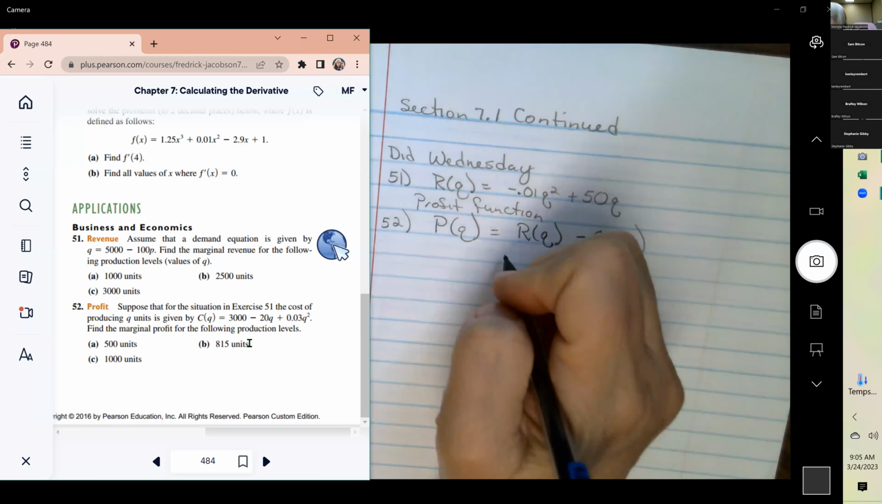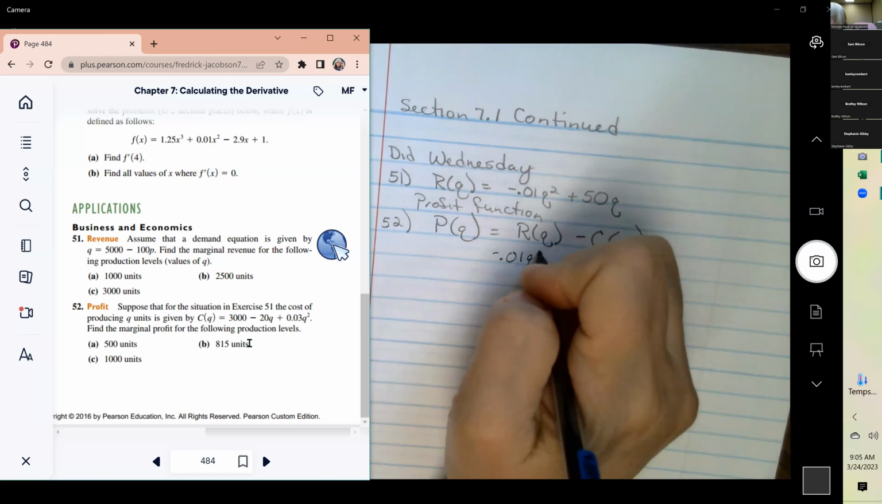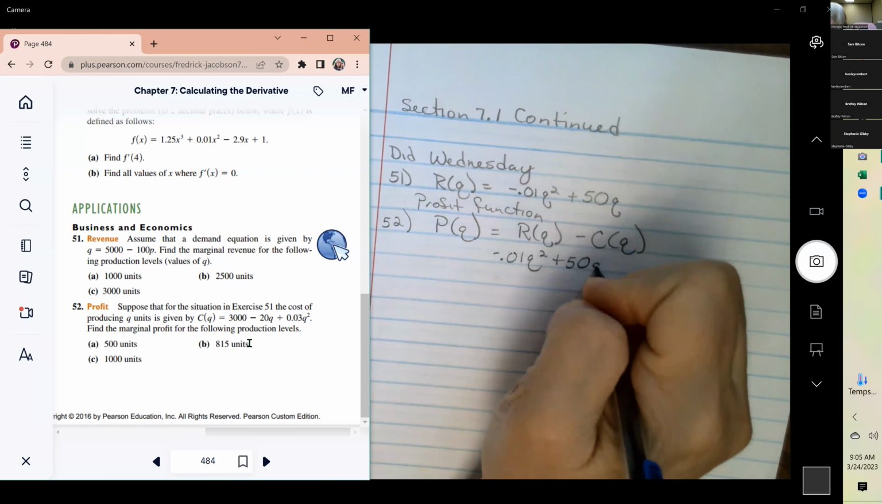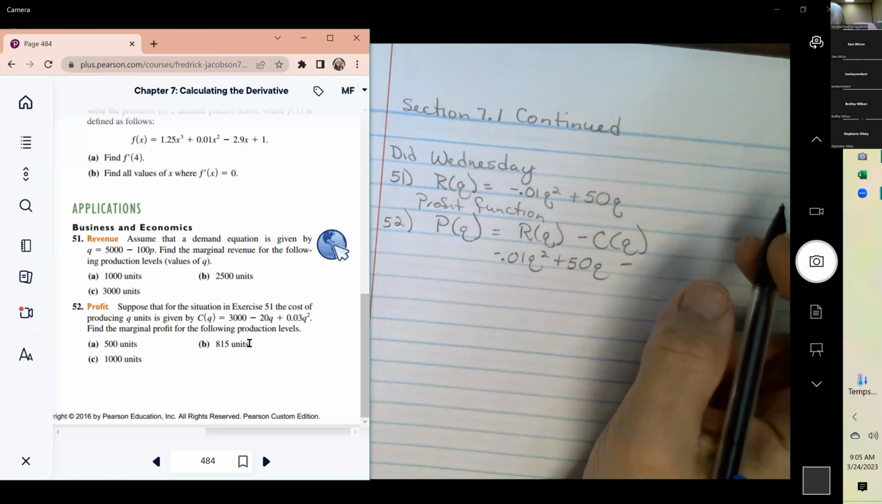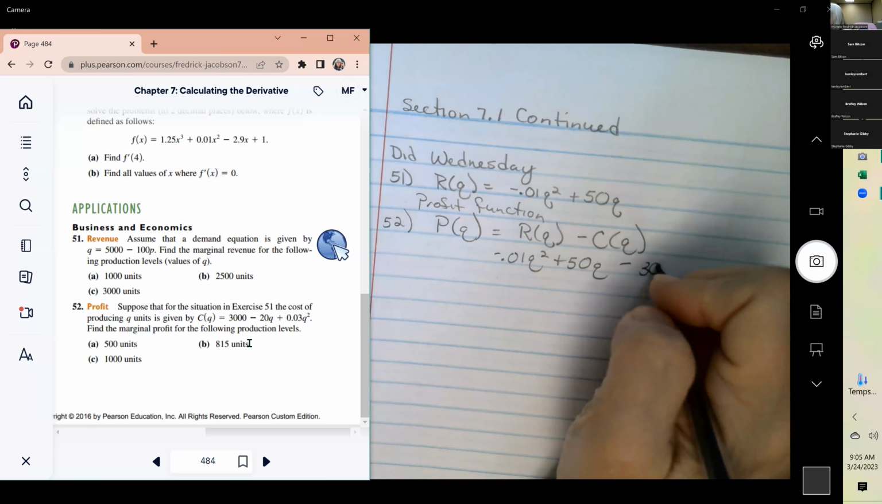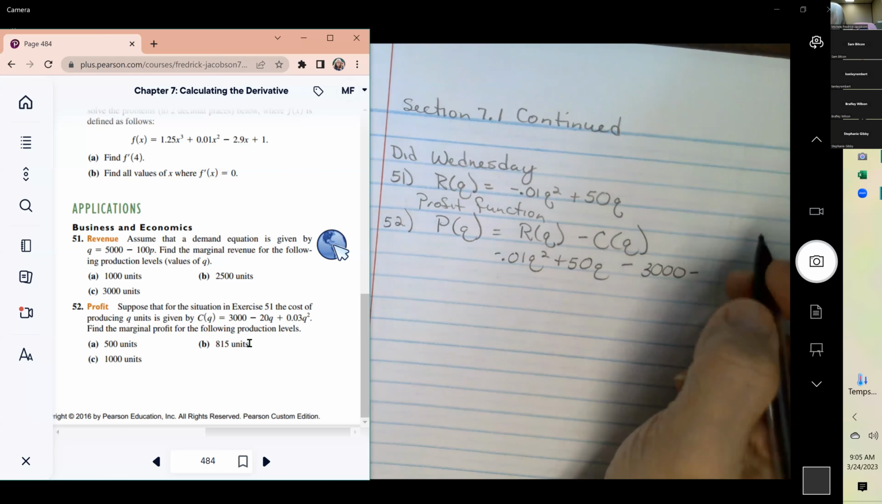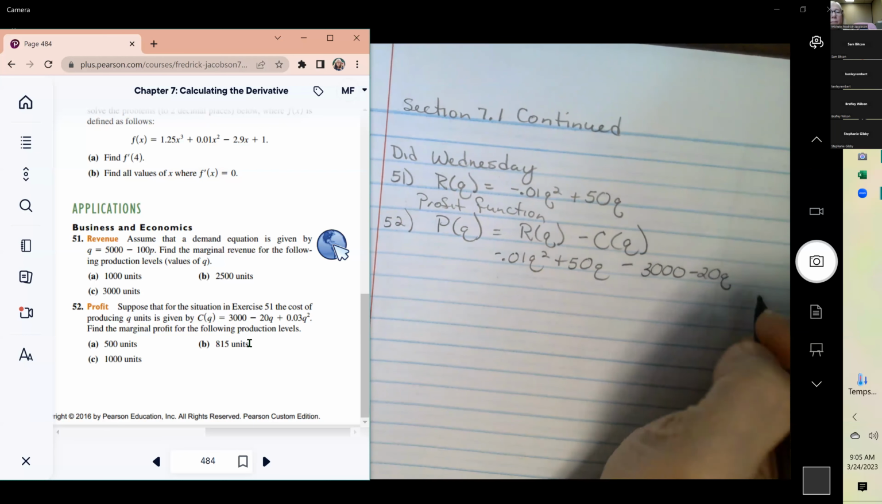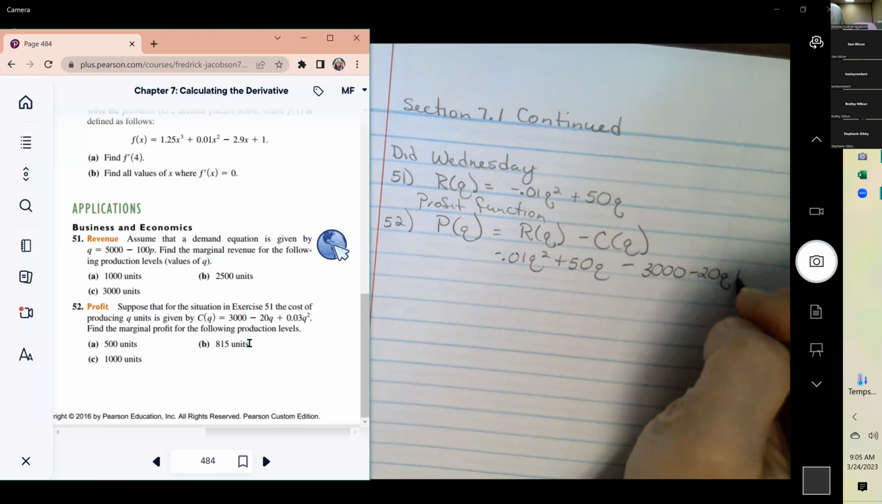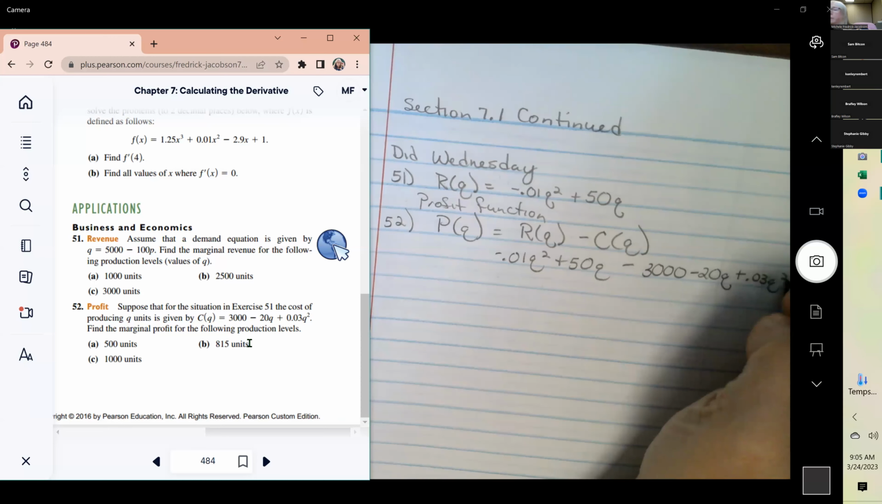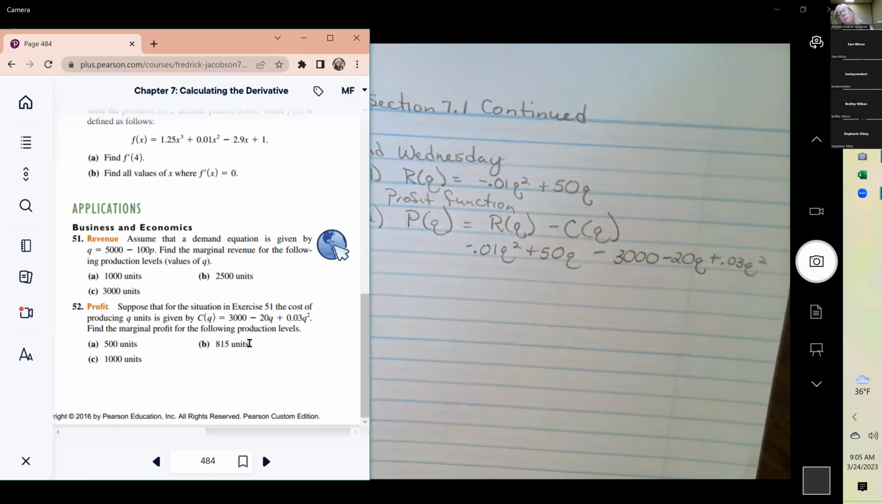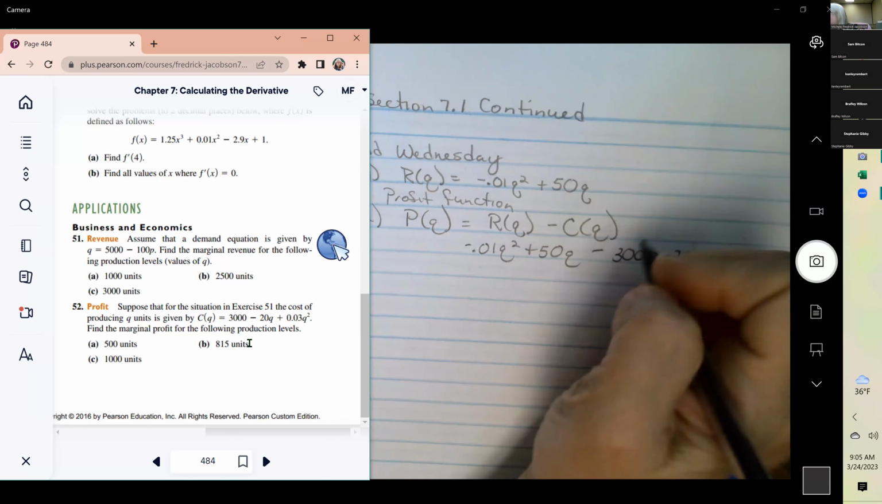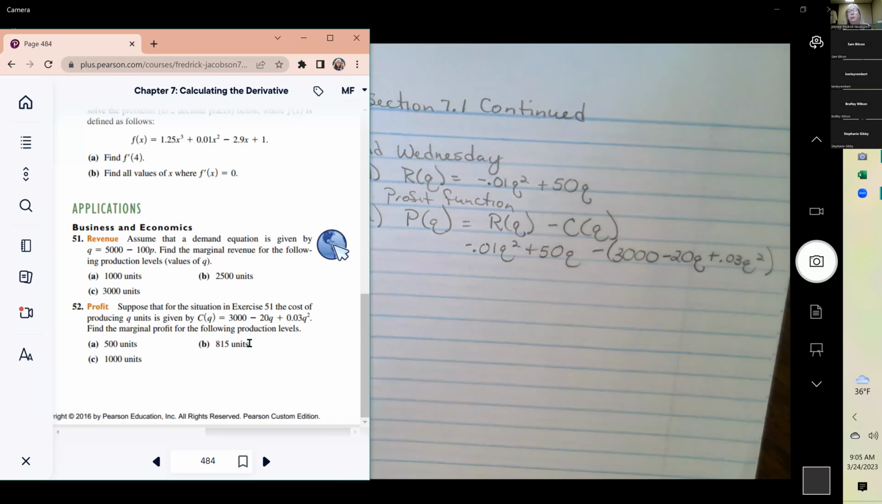So revenue minus cost. Now, what you have to remember, the way I have written is wrong, because you want to subtract all of the costs. So you need to put parentheses and distribute that negative. But the most common mistake is to write it the way I had it. So be careful.